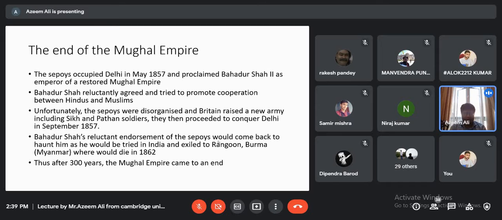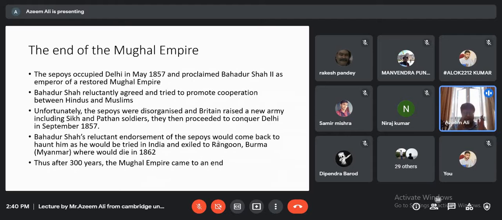Unfortunately, the sepoys were not very organized, and Britain were able to raise a new army, including Sikh and Pathan soldiers, and they then proceeded to conquer Delhi in September 1857. Bahadur Shah's reluctant endorsement of the sepoys would come back to haunt him as he was tried in India and exiled to Rangoon in Burma, now Myanmar, where he died in 1862. And thus, after 300 years, the Mughal Empire came to an end.